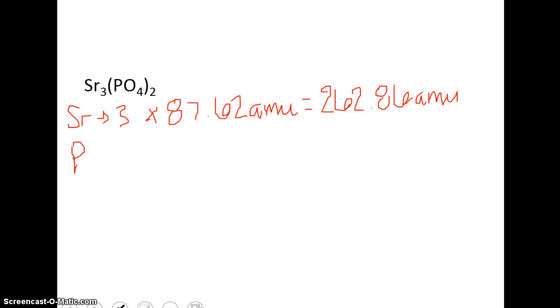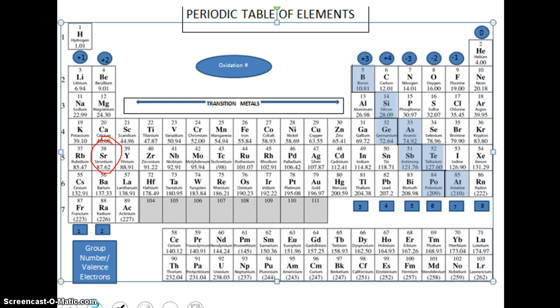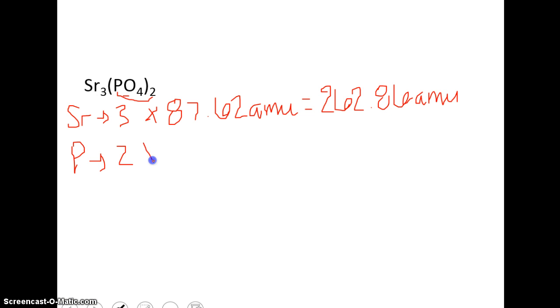Next, we've got P. There's no subscript behind P, but it's in parentheses so that there are 2 of them. If you look on the periodic table for P, P is right here, so it's 30.97. 2 times that is 61.94 AMU.